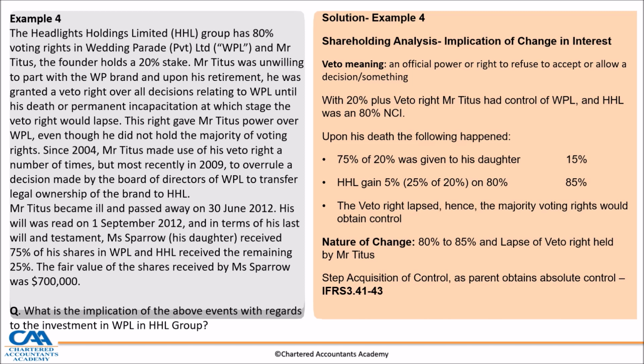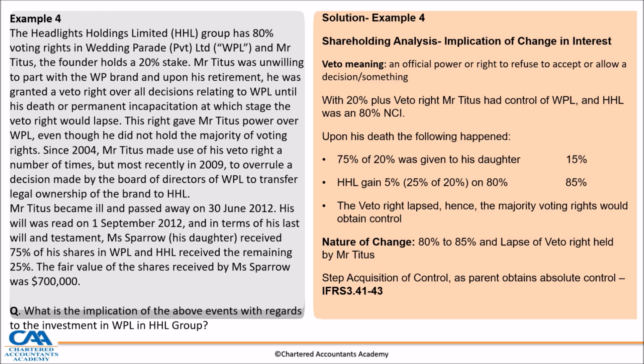So Mr. Titus having that veto power meant that Mr. Titus was in control even though he was holding 20% of the voting rights. Now, upon his death, 75% was given to his daughter. 75% of his 20 is 15. HHL got 5%, which is 25% of 20, and ended up with 85%. Now, the veto right lapsed, hence the majority of voting rights would obtain control.